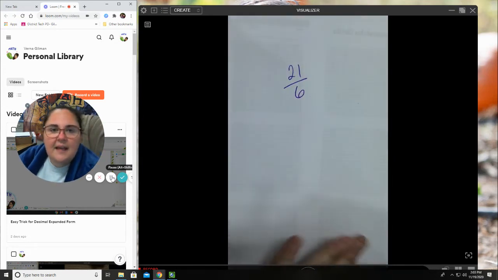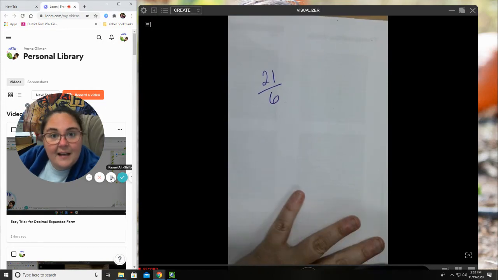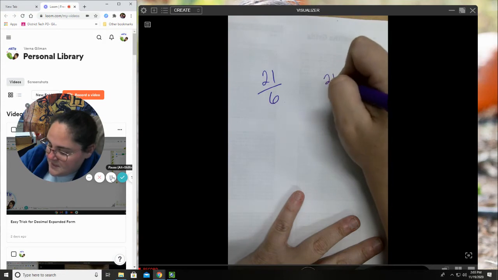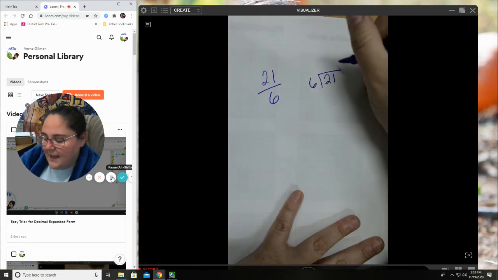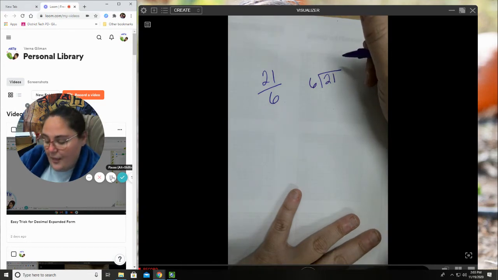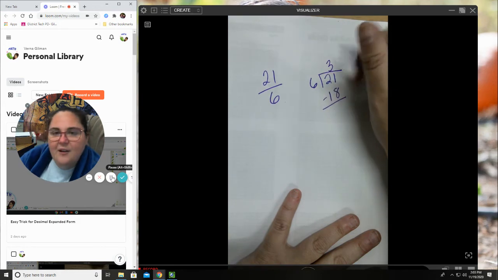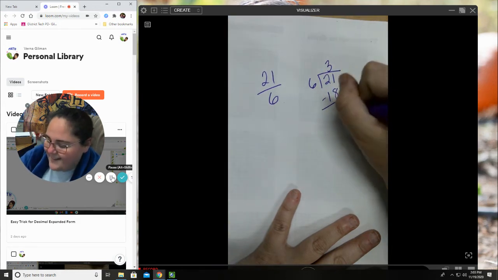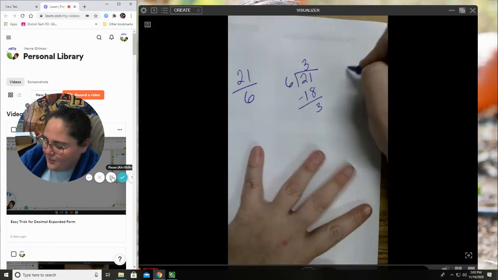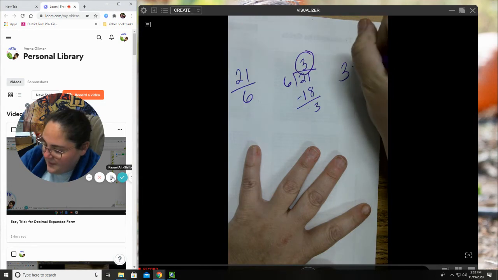21/6. If I have this as my improper fraction, you need to divide 21 by 6. So my 21 goes inside, 6 goes outside. 6 goes into 21 how many times? 3 would be that answer. 18, how many are left over? 3. So your final answer should be 3 and 3/6. That's my whole number. That's how I did it.